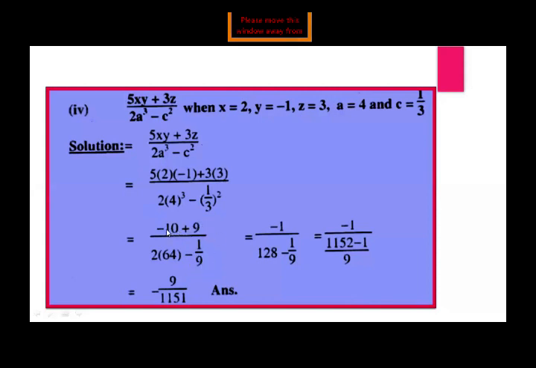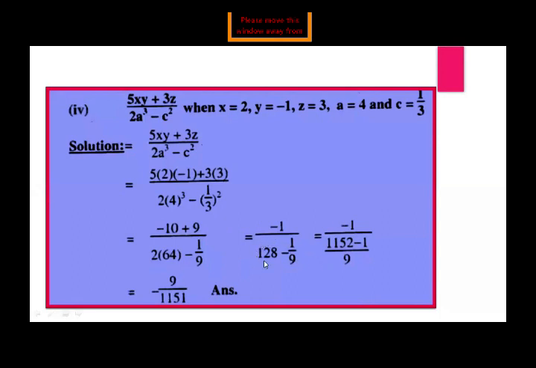Now come to numerator. In numerator minus 10 plus 9 is given. So plus, minus according to rule. 10 minus 9 answer is minus 1 because 10 is the greater, so we put here minus sign. In denominator, we multiply 2 by 64, getting answer 128. Then minus 1 over 9 will be same. Is equal to, in next step, minus 1 will be same, but in denominator.